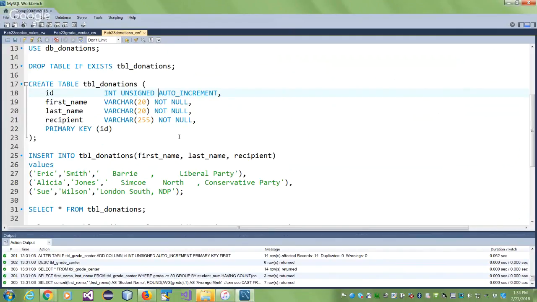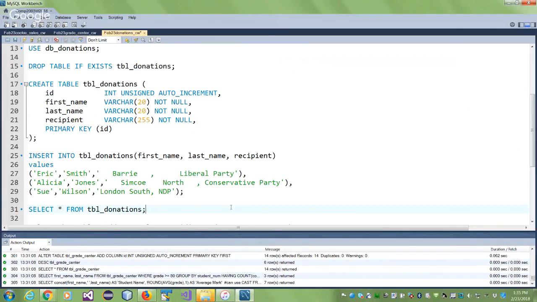If you look at the data, I just have three records, not a big deal at all. And I have made it messy for a reason. The first name and the last name are not so difficult: Eric Smith, Elisa Jones, and Sue Wilson. But notice the recipient, which shows Berry, Liberal Party, Simcoe North. I've put blanks everywhere just for the heck of it. I want to show you how trim works. Trim means removing blanks from before and after, but you can't remove blanks from between.